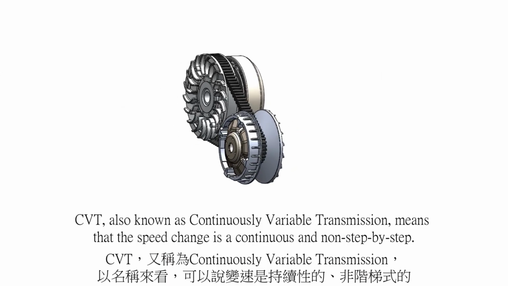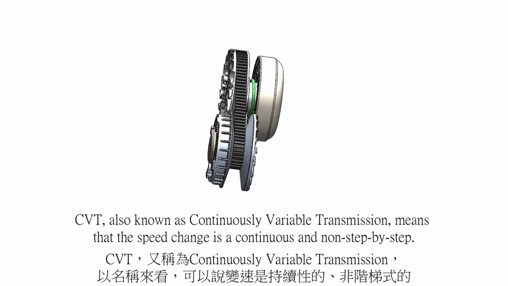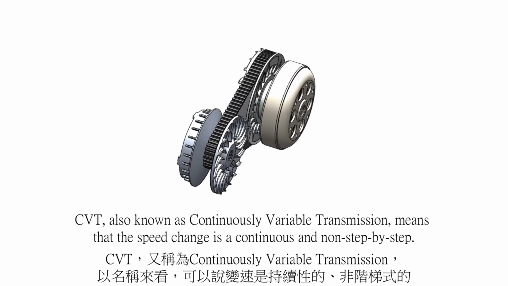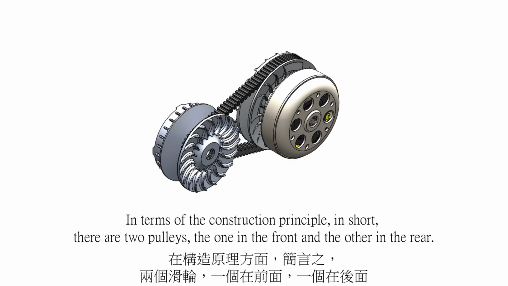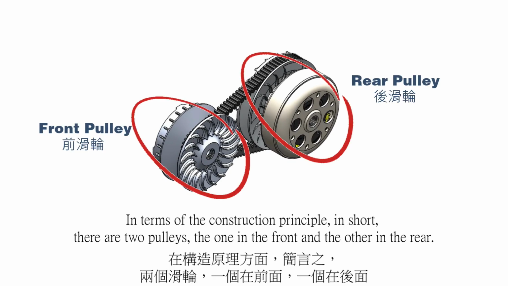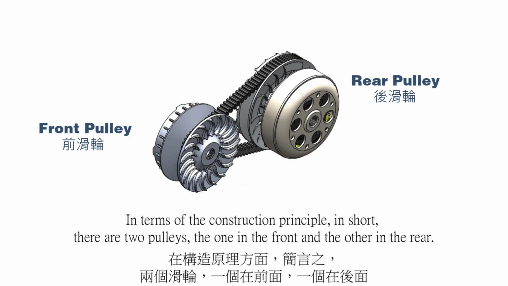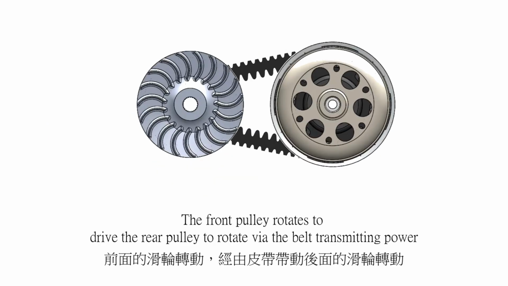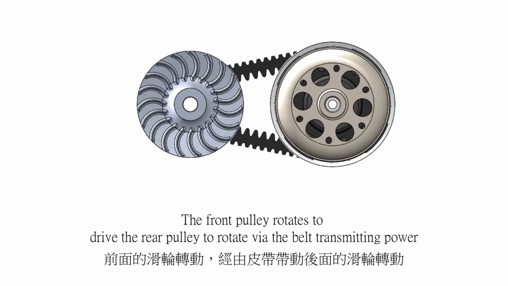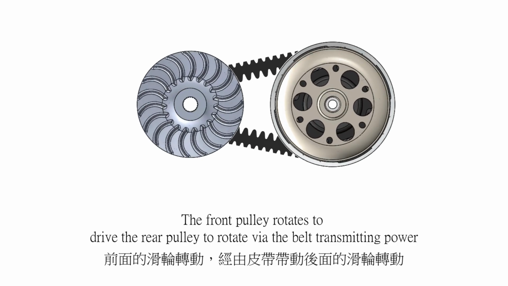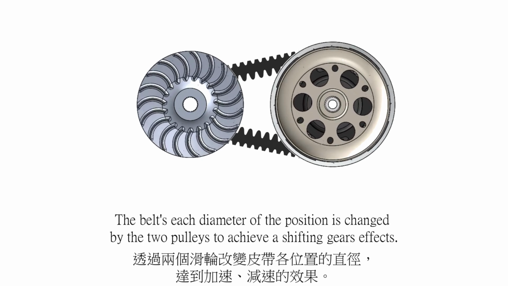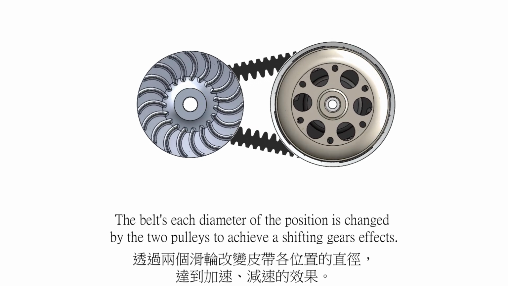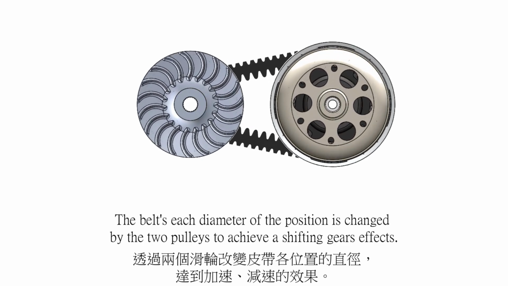CVT, also known as continuously variable transmission, means that the speed change is continuous and non-step-by-step. In terms of the construction principle, in short, there are two pulleys, one in the front and the other in the rear. The front pulley rotates to drive the rear pulley via the belt transmitting power. The belt's diameter at each position is changed by the two pulleys to achieve shifting gears.